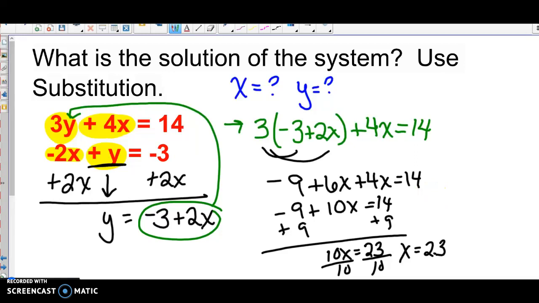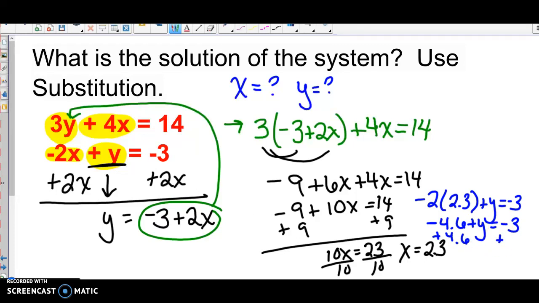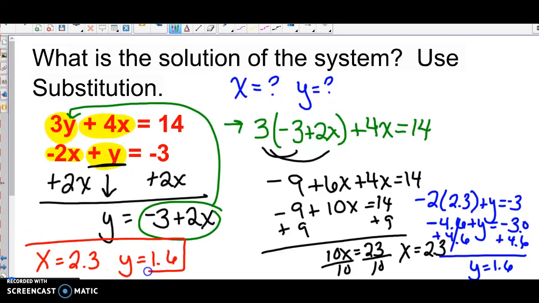So I'm going to have negative 2 times 2.3 plus y equals negative 3. That gives me negative 4.6 plus y equals negative 3. Add 4.6 to both sides. That gives me y equals 1.6. So then my answer is x equals 2.3 and y equals 1.6. Now imagine if you tried to graph that, there would be no way you could come up with that perfect answer.